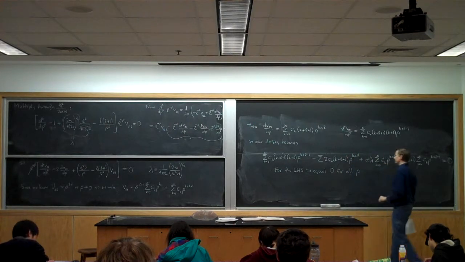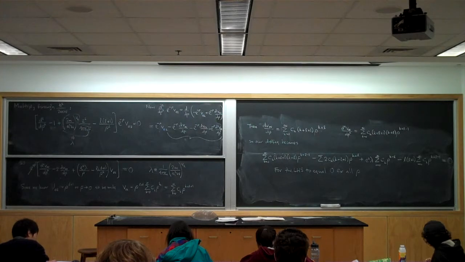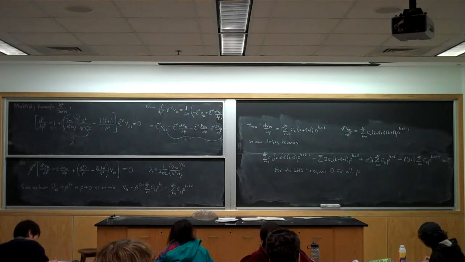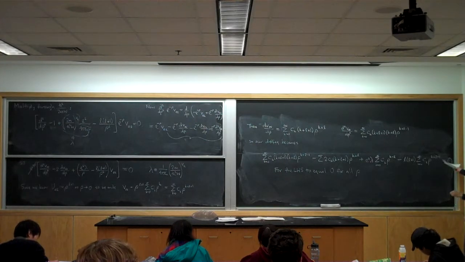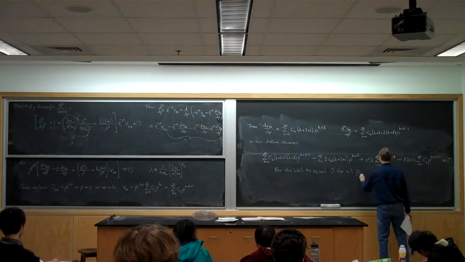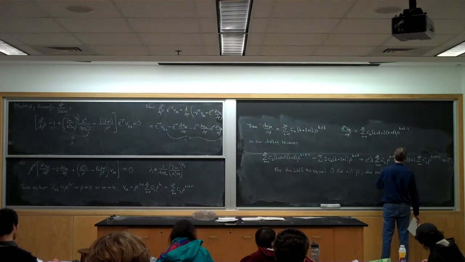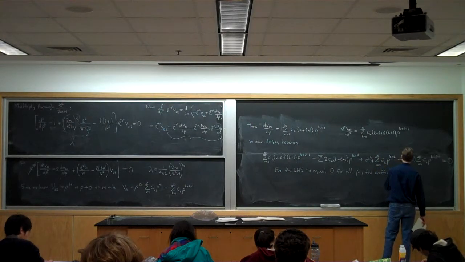So here's where I repeat what I told you I wouldn't repeat until I actually did it. For the left-hand side to equal 0 for all rho, because that's what we want, we want that to be 0 for all rho, the coefficients of every power of rho have to vanish.